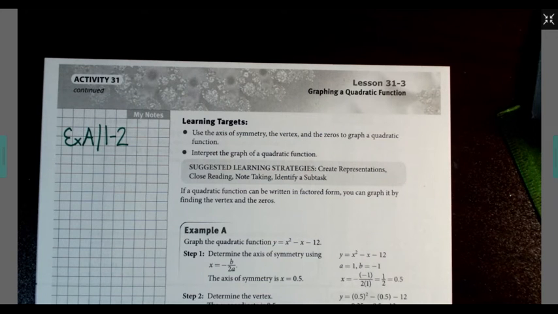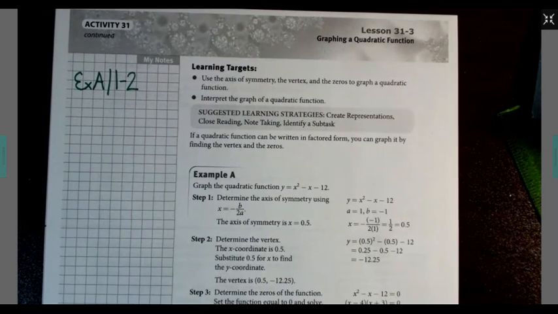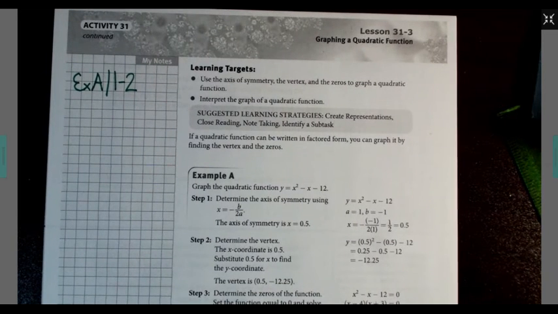Today we're going to be covering Lesson 31-3, Graphing a Quadratic Function. This lesson will be split into two separate sections, questions for example A, and then question 1 and 2. Introduction says, if a quadratic function can be written in a factored form, you can graph it by finding the vertex and the zeros.